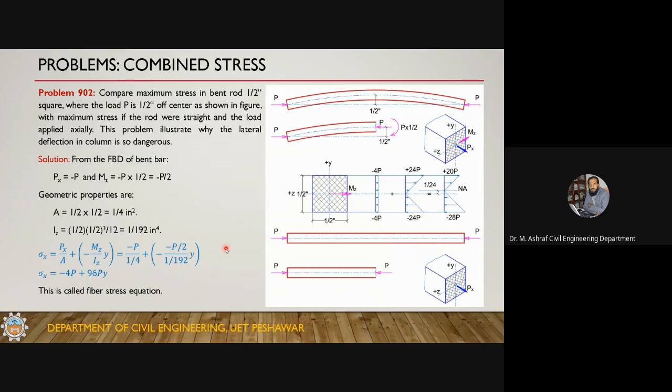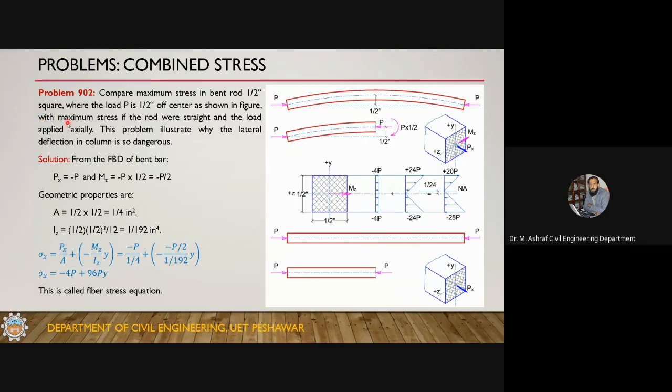Now this is a very good example of combined stresses, and it will give you some insight into actual situations. So let me first read the statement of this problem. This is problem 902 of your book. Compare maximum stress in bend rod. You can see this is a bend rod, a half-inch square, where the load P is half-inch off center as shown in the figure. The bend is such that the line of application of load is half-inch off the center.